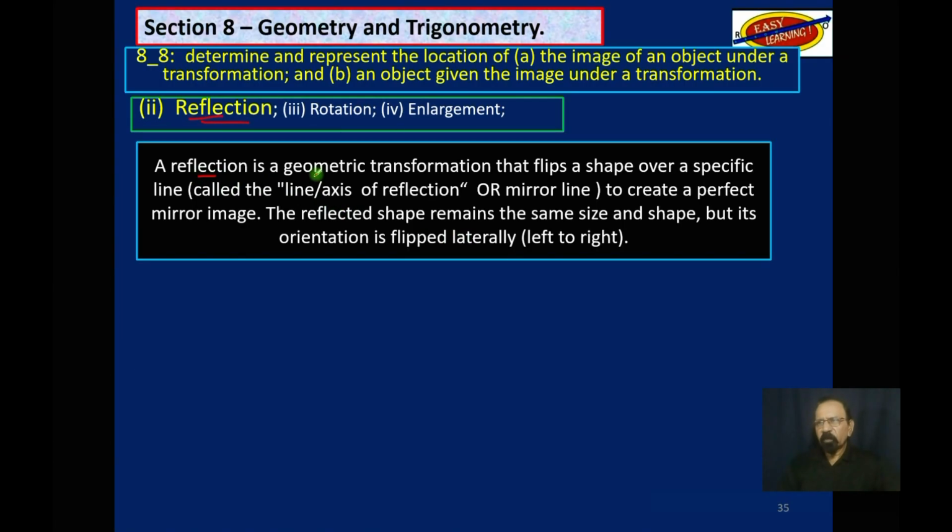A reflection is a geometric transformation that flips a shape over a specific line, and that line is called the line or the axis of reflection, or simpler, mirror line, to create a perfect mirror image. The reflected shape remains the same size and shape, but its orientation is flipped laterally. That is to say, left becomes right.